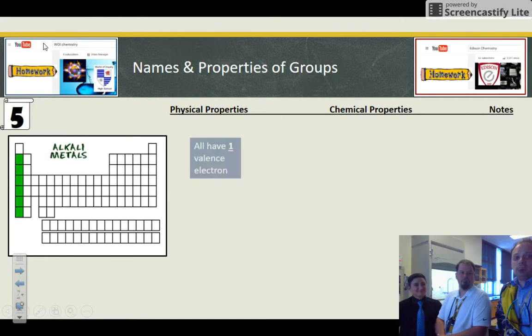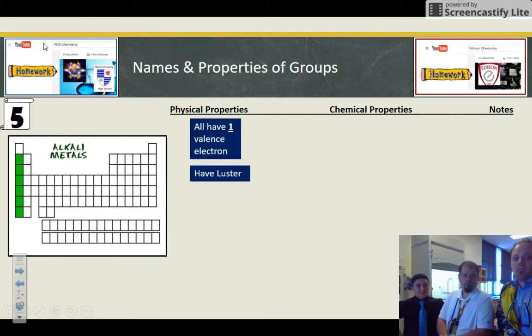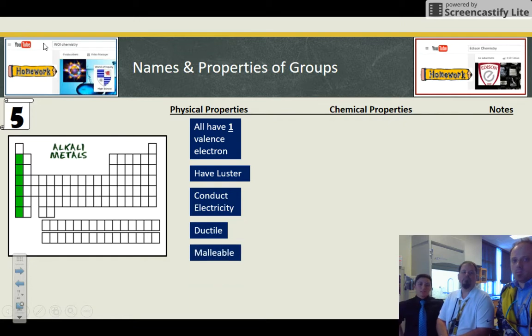These are the alkali metals that we're starting with first. They all have one valence electron. Since they're metals, they have luster, conduct electricity, and they're ductile and malleable.